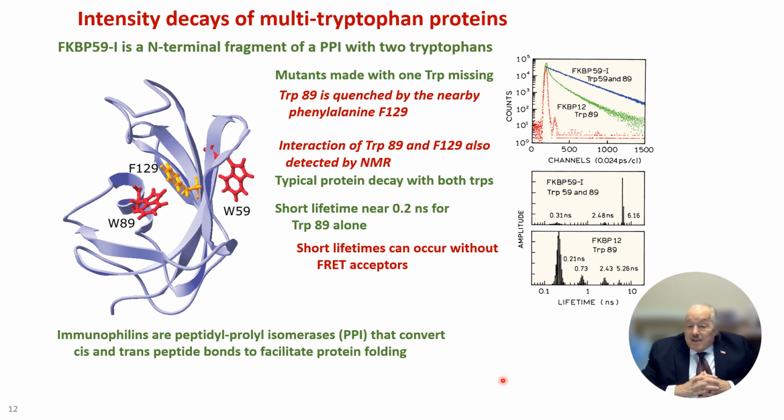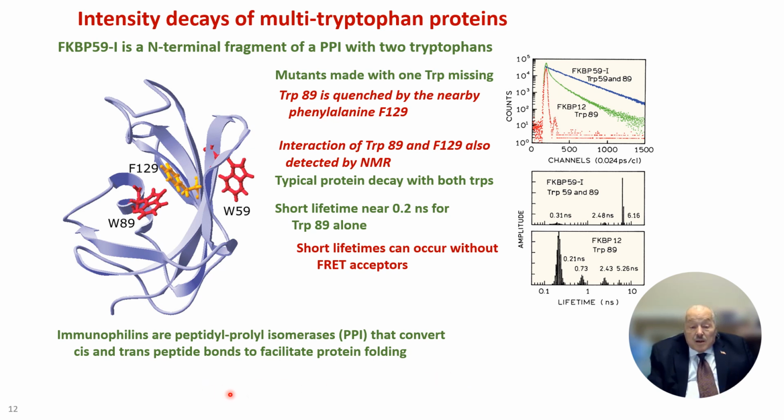So now I chose another protein that has a very short component in the intensity decay. I think I showed you this protein once before, but this is part of a protein from a peptidyl prolyl isomerase. Some of you may remember from your biochemistry that proline is a restrained amino acid, and when it forms a peptide bond, it can be in a cis or trans formation. Whether it's in a cis or a trans formation is not determined when the protein is being put together.